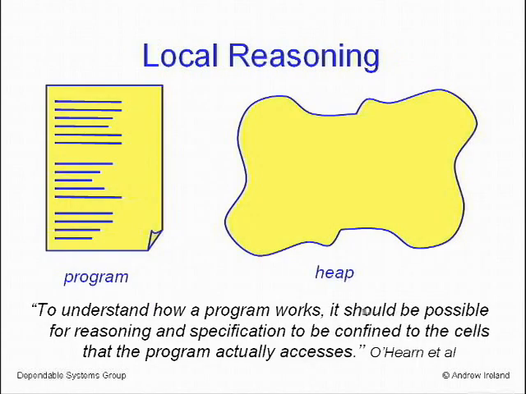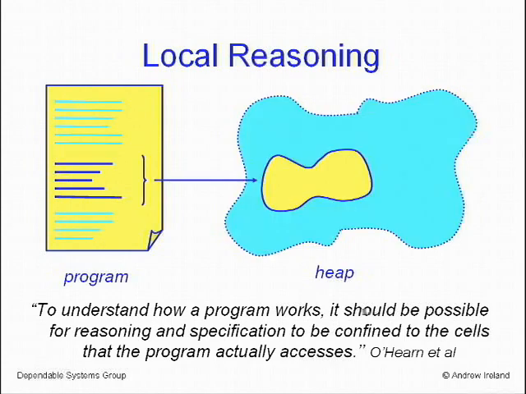To show this graphically, I've got a program on the left here, and this is the big yellow heap on the right. If we're interested in reasoning about the correctness of this central piece, let's say it's a subroutine, then ideally we only want to talk about or worry about the subpart of the heap, the heaplet, which that program unit can actually touch. And this is what separation logic provides you with.